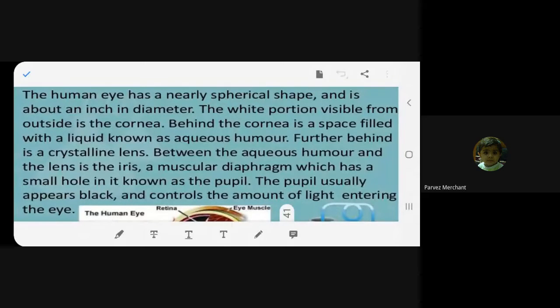The human eye has a nearly spherical shape and is about an inch in diameter. The white portion visible from outside is the cornea. Behind the cornea is a space filled with a liquid known as aqueous humor. Further behind, between the aqueous humor and the crystalline lens, is the iris, a muscular diaphragm which has a small hole in it known as the pupil. The pupil usually appears black and controls the amount of light entering the eye.